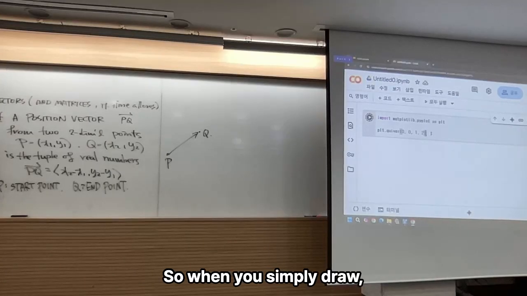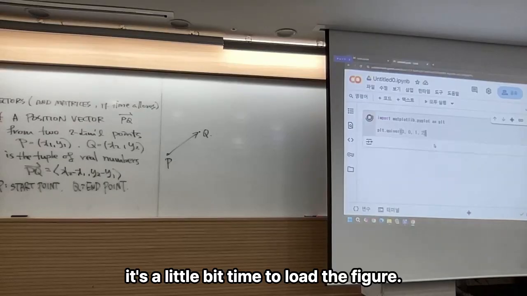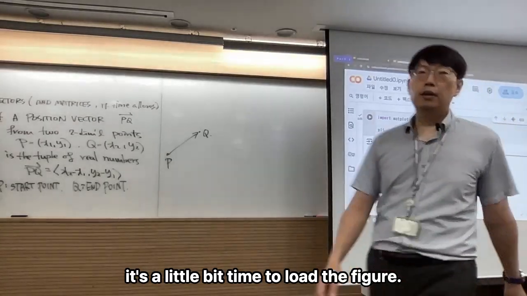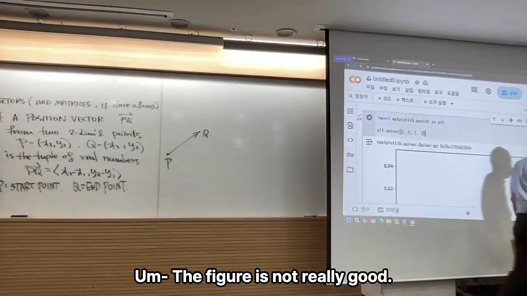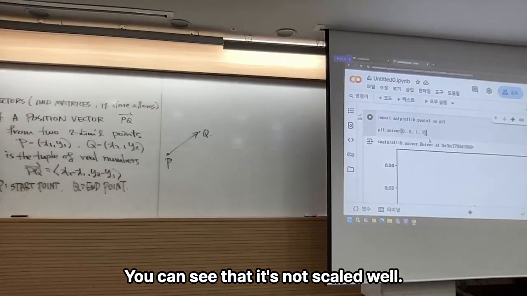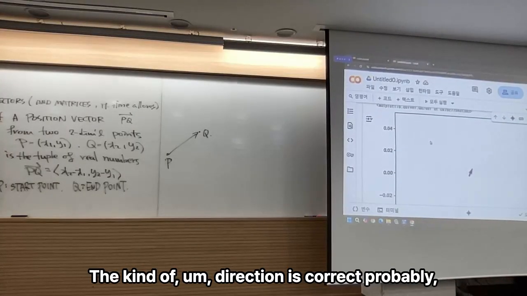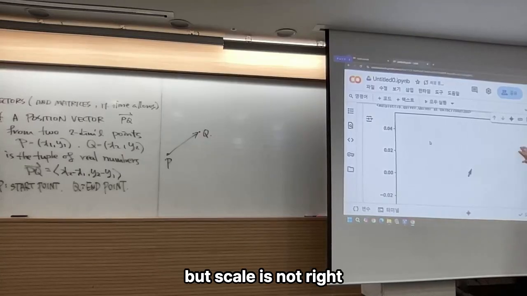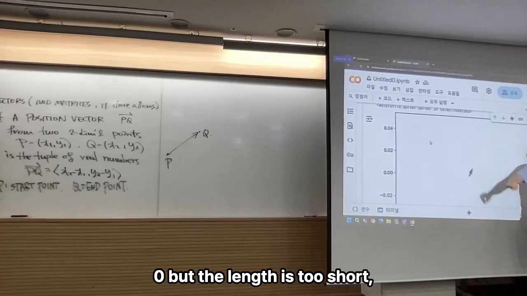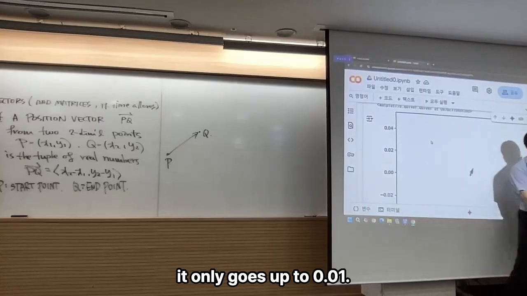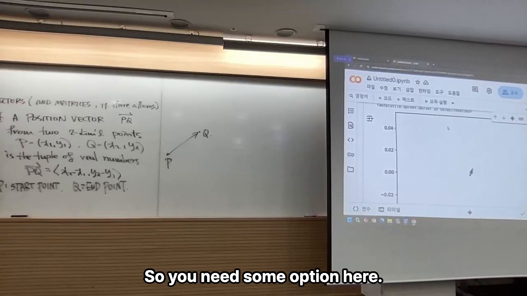When you simply draw this quiver, it takes a little bit of time to load the figure. The figure is not really good. You can see that it's not scaled well. The direction is probably correct, but the scale is not right because it starts from 0, 0, but the length is too short. It only goes up to 0.01. So you need some options here.